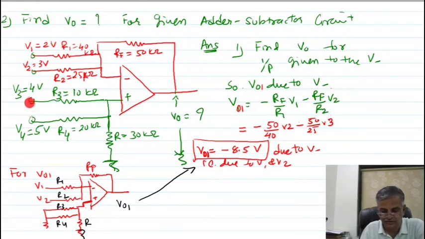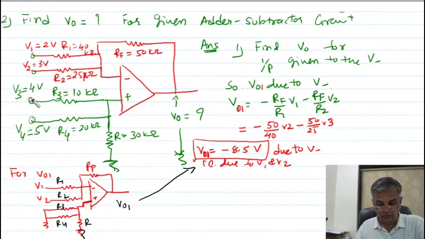So this and this is grounded, that I have grounded. So this is your inverting summing amplifier. For the inverting summing amplifier, this is the equation of output voltage. Already we have derived. So by putting this value, we have found VO1 due to V1 and V2. Okay, now for this we have done. This is the output voltage.